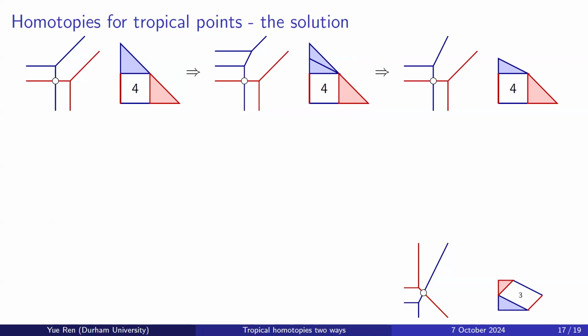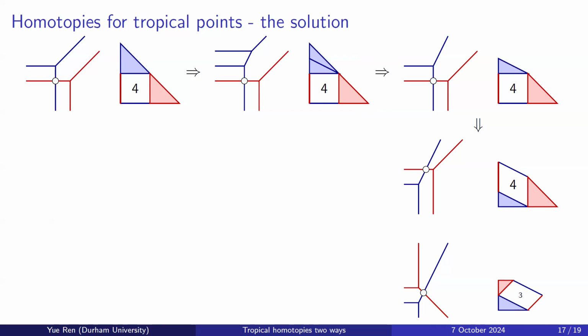Now you can do the same thing. You can adjust the height a little bit so that you get a different subdivision. The subdivision you see on the right-hand side is the subdivision of the Minkowski sum that you get from the product of these two tropical polynomials. So you shift the heights a little bit, and then the intersection point goes from here to here.